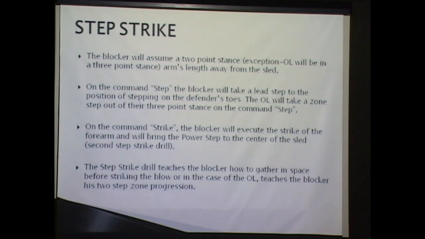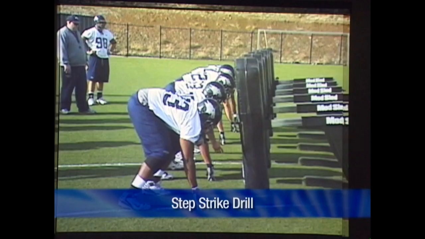But what we're training them to do now is how to do it with a first step. This teaches them how to gather in space before striking the blow, or the O-line, his 2-step zone progression. We call this a step strike drill. We'll show you what it looks like right here.